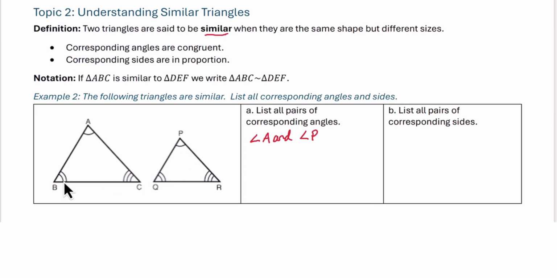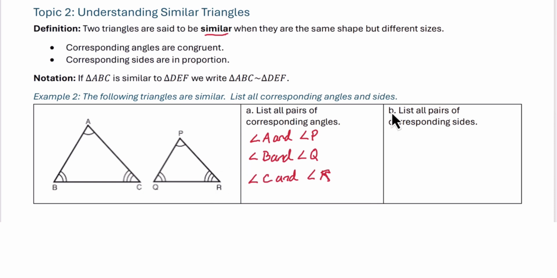B has two arcs on it, as does Q. So angle B and angle Q are corresponding angles. C and R have three arcs on them. So angle C and angle R are corresponding angles.